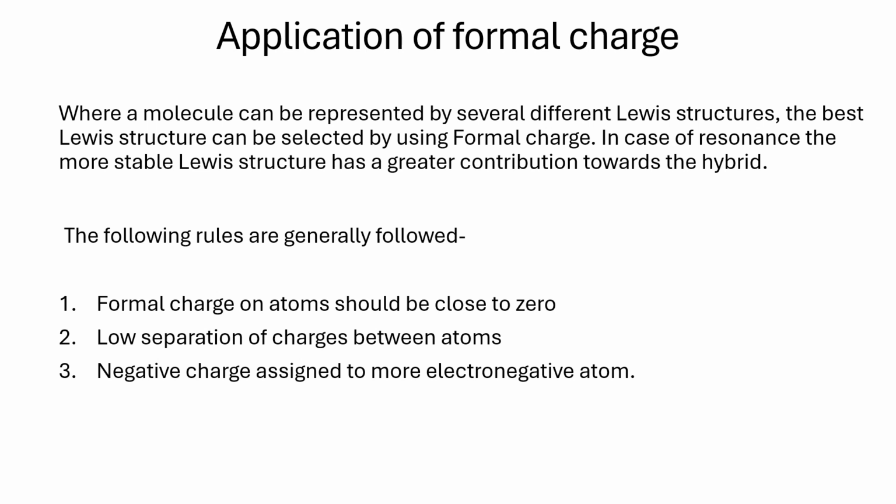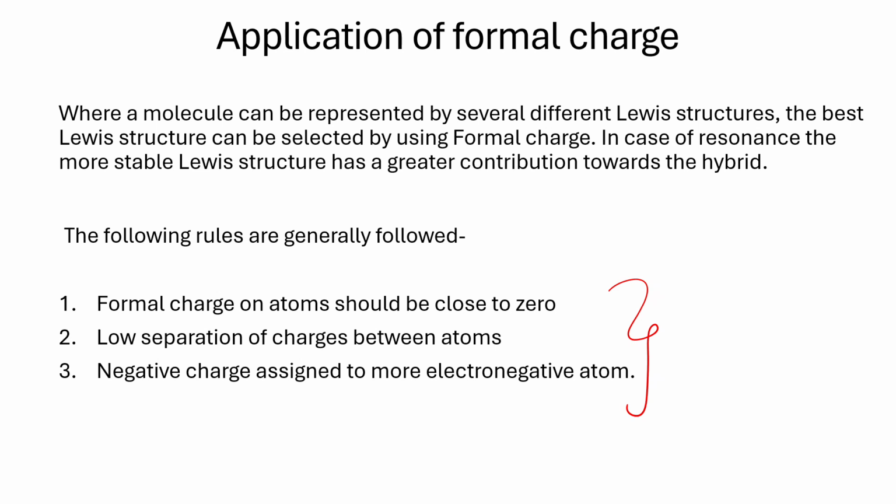So, in order to identify the most stable Lewis structure, which makes the greatest contribution towards the hybrid, there are three things that we must keep in mind. First of all, the formal charge on the atoms, that means all the atoms, should be close to zero. Naturally, if the species is a charged entity, there would be atoms which would have a charge, but they should be as close to zero as possible.